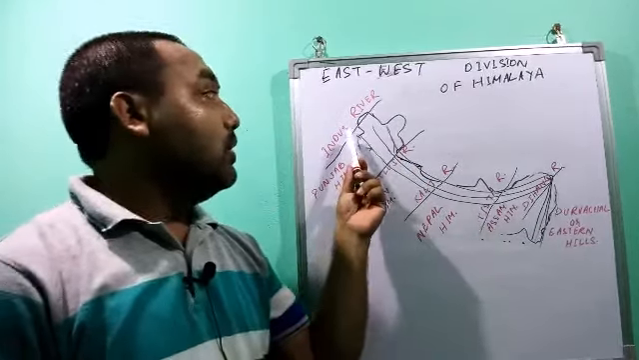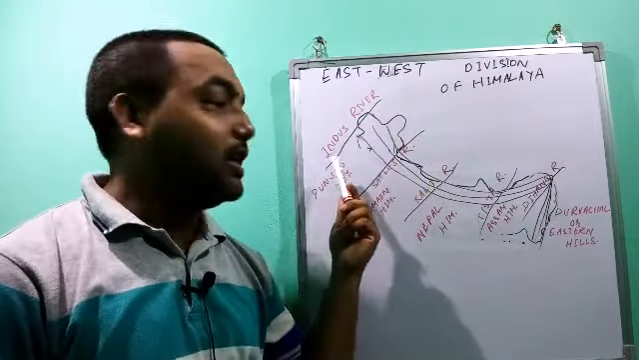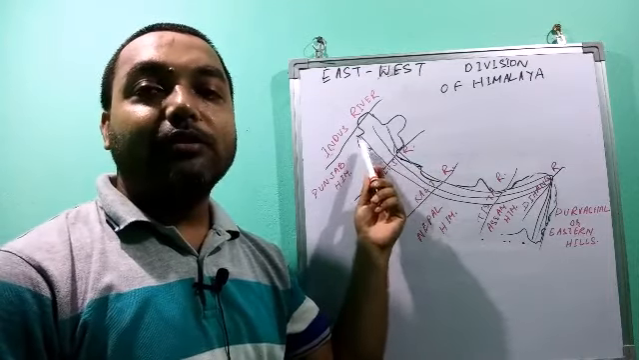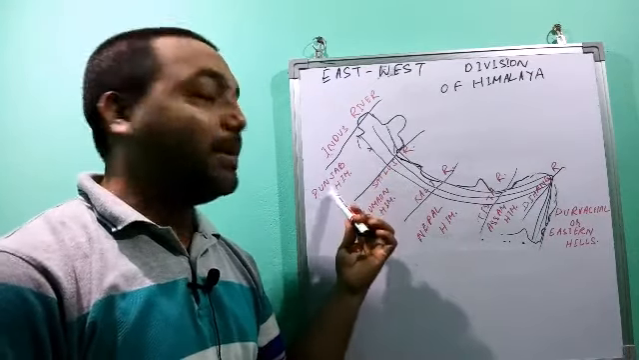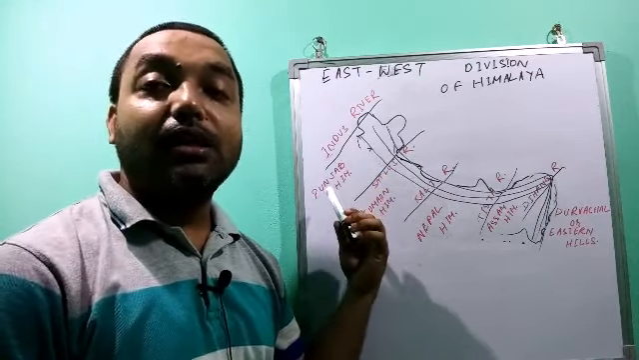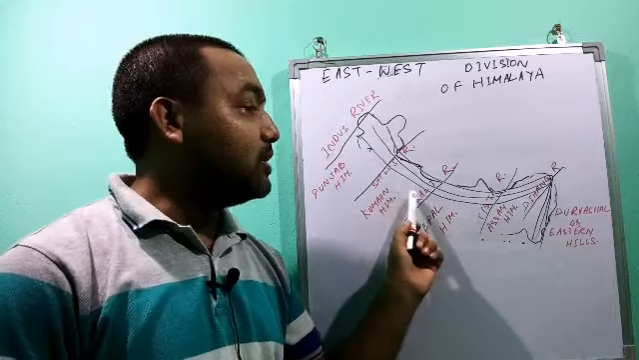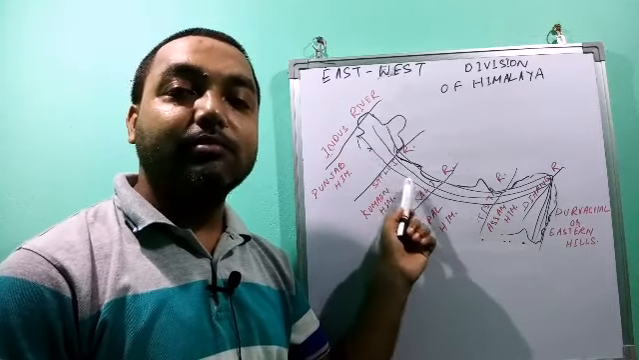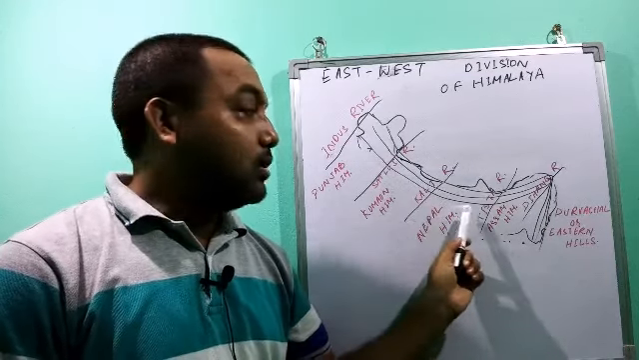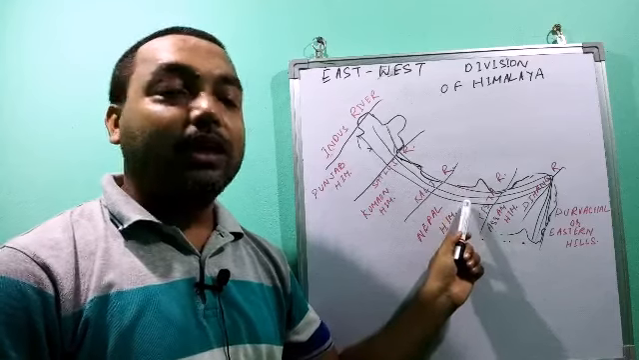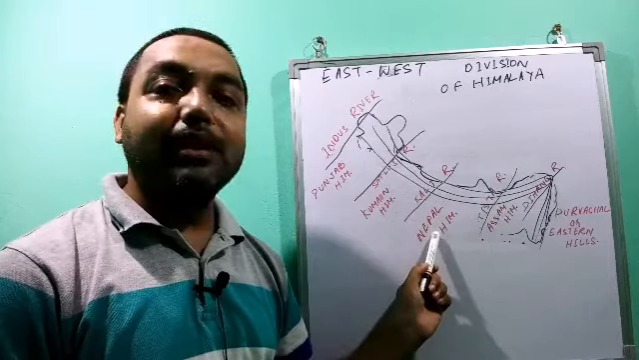The part of Himalaya between the river Indus and the river Satluj is known as Punjab Himalaya. Traditionally it is also known as Kashmir Himalaya, but it is mainly known as Punjab Himalaya. Then from the river Satluj to the river Kali, the part of Himalaya between them is known as Kumaon Himalaya. From the river Kali to the river Tista, the part of Himalaya is known as Nepal Himalaya.